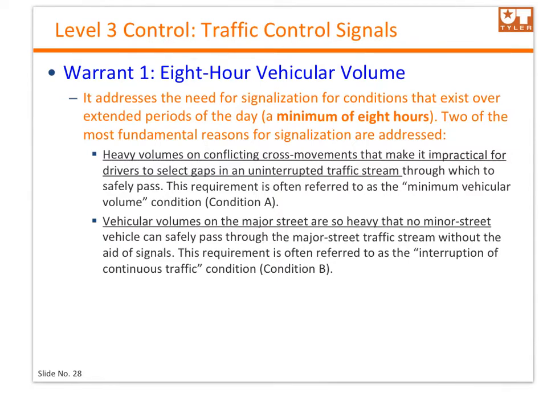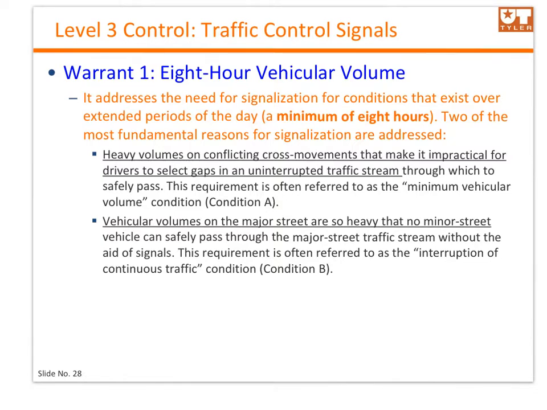The very first case, or condition A, is in the case where we have heavy volumes on conflicting cross movements that make it impractical for drivers to select gaps in an uninterrupted traffic stream through which to safely pass. In fact, this requirement is often referred to as the minimum vehicular volume condition, and it's referred to as condition A, as we're going to see in the next slide in the table.